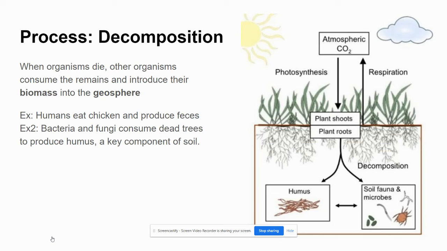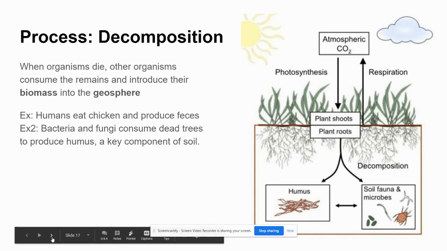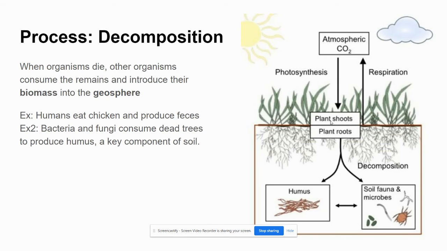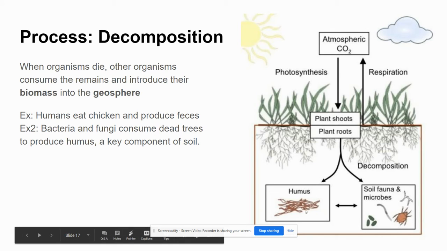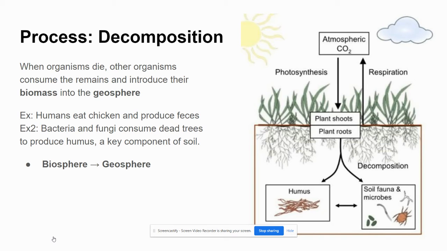Bacteria and fungi consume the dead trees to produce humus, a key component of the soil. You must have heard of this word humus in horticulture. It is basically a rich nutrient of the soil. So all the decomposition is happening of the plants and the animals, and they're making the soil and the humus, which is a key component of the soil. So now the carbon is moving from the biosphere to the geosphere, from the living things to the earth.